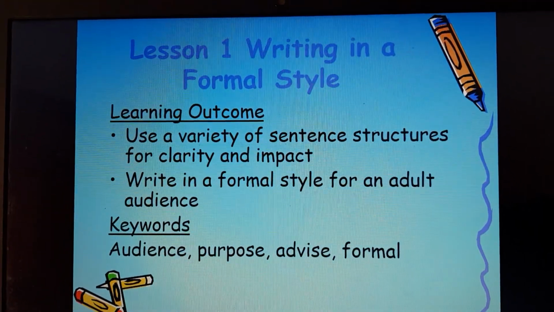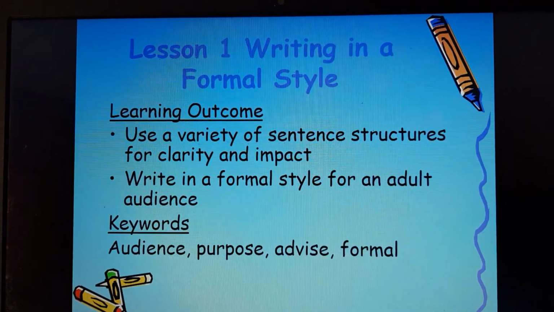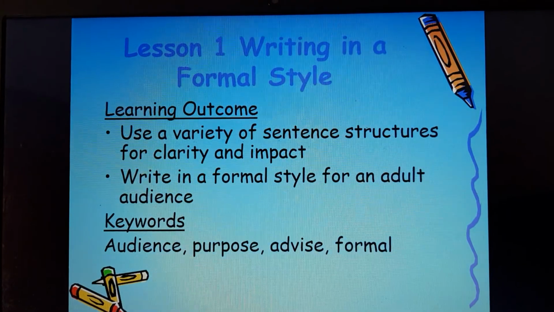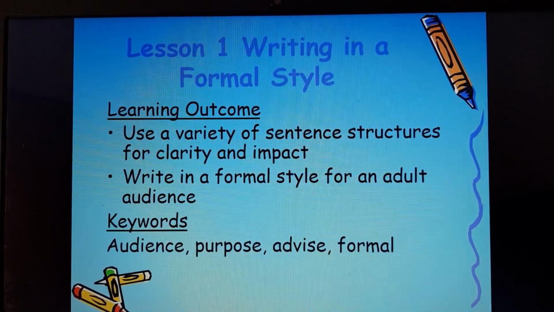So we're going to be focusing today on doing some writing to advise, or that's what we're going to be doing this week, and looking at how we write in a formal style for today's lesson.